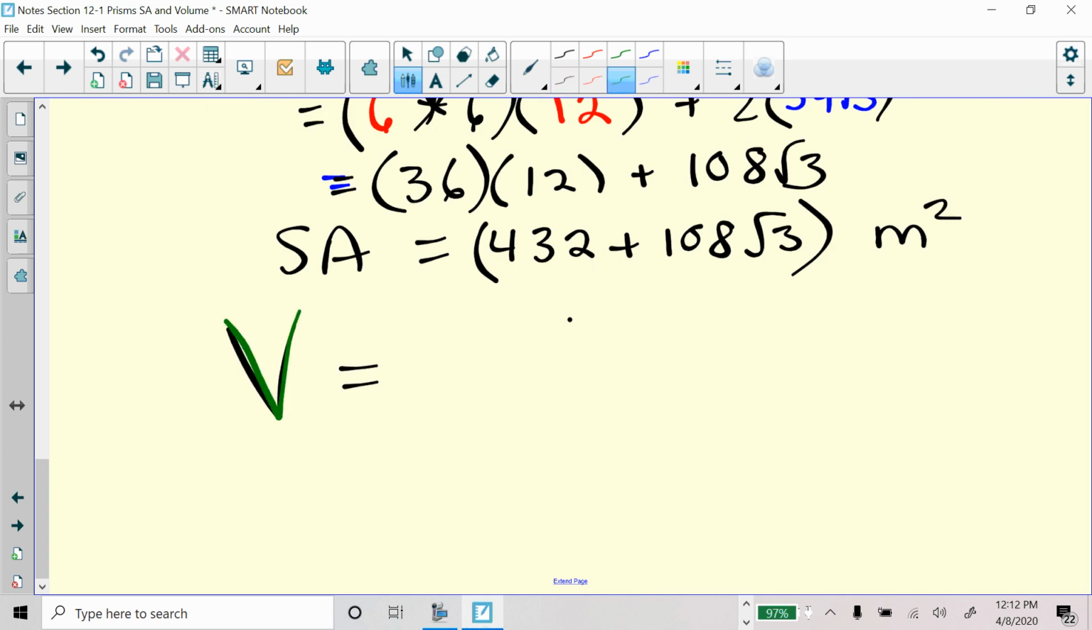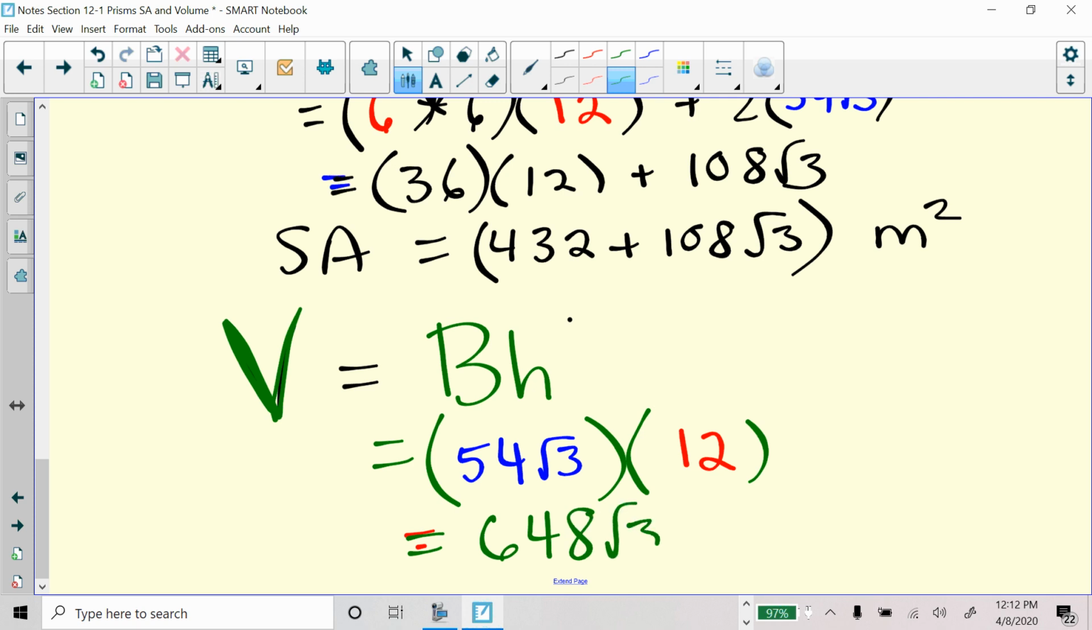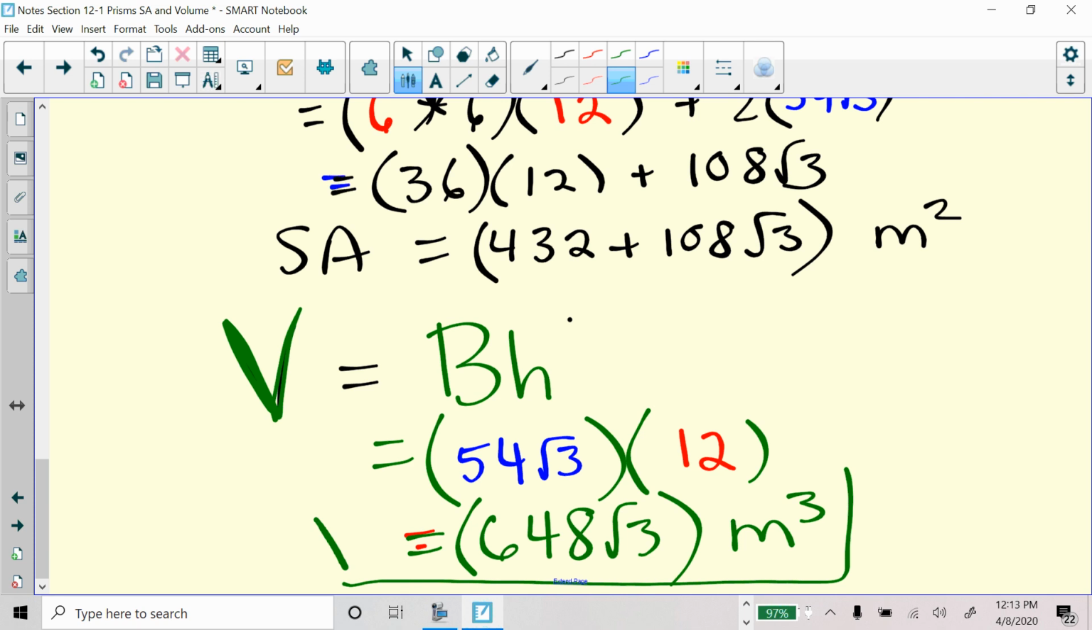Volume, we're going to do this one in a different color, is equal to area of the base shape times height of the prism. Remember that we already found the area of the base shape. That was 54 square root of 3. We did that at the very beginning. It's a good idea to do that. And the height of the prism was known to be 12. And when we multiply 54 times 12, we will get 648 square root of 3 meters cubed, and that's the volume of your hexagonal prism.